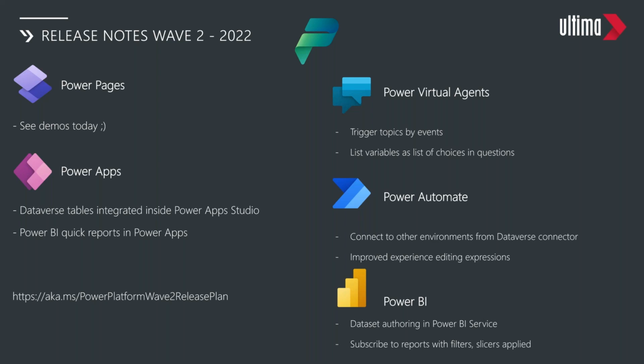So Power Pages, obviously, I'm going to show you some things today, so I'm not going to list them in this slide. But for example, in Power Apps, a couple of highlights for me was the Dataverse table integration in the studio. So now if you want to modify your table or add, for example, a column or change a view or these kind of things, you have to navigate away from your Power Apps Studio, which as a maker can be annoying or not so productive. So for me, that's a highlight in the new release plan.